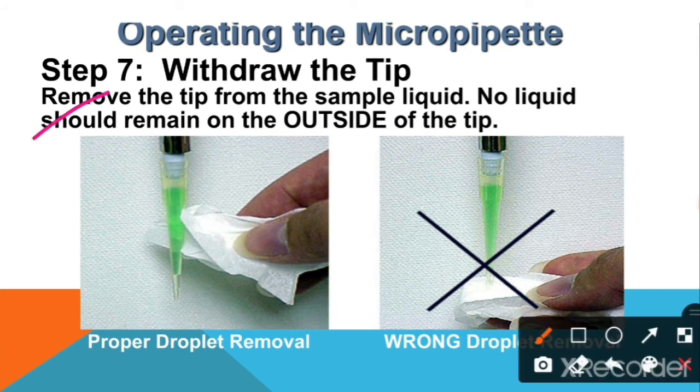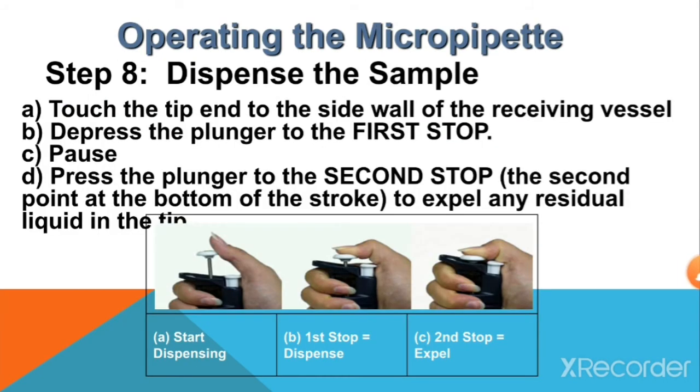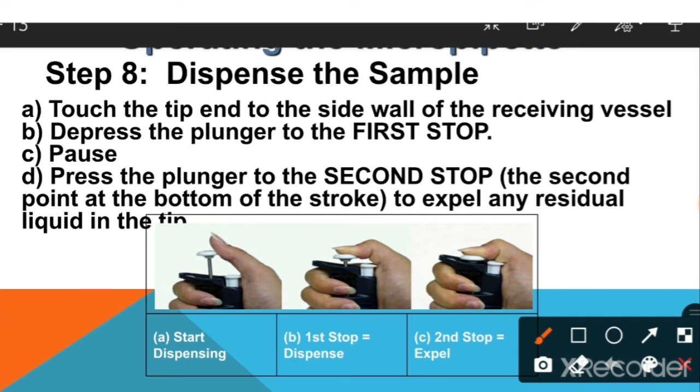No liquid should remain on the outside of the tip, and if liquid is there outside the tip, we have to clean it with the help of paper. Then dispense the sample where we want to dispense. Now here how to dispense it: touch the tip at the end of the side wall of the receiving vessel, depress the plunger to the first stop, pause, press the plunger to the second stop to expel the initial liquid in the tip.